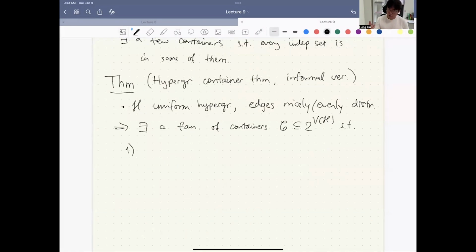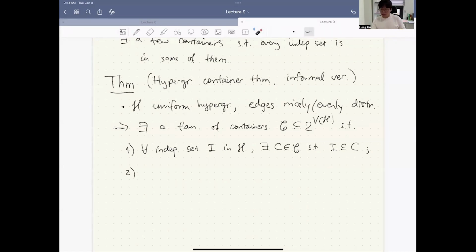we have to justify the name container. For every independent set I in H, we have a container C in the family such that I is contained in this container C. Second of all, this is not a miracle. We can just take the family as a single element consisting of the whole vertex set. This is too large.